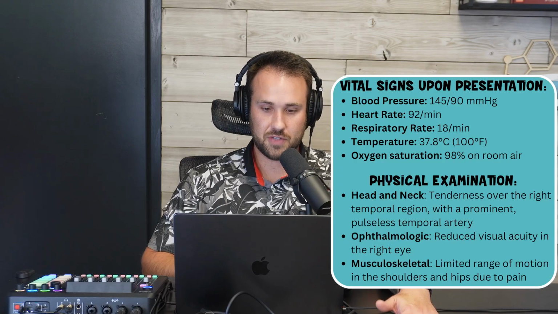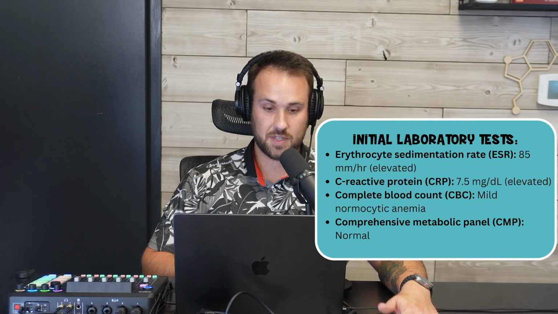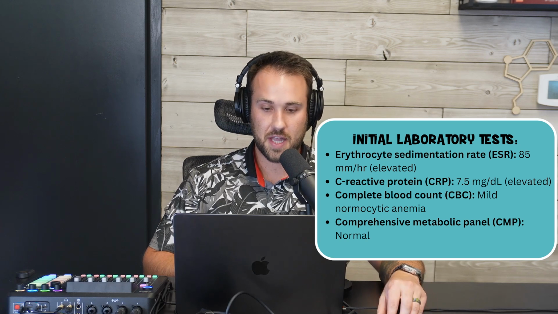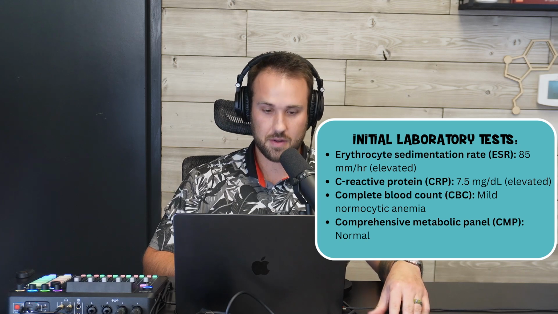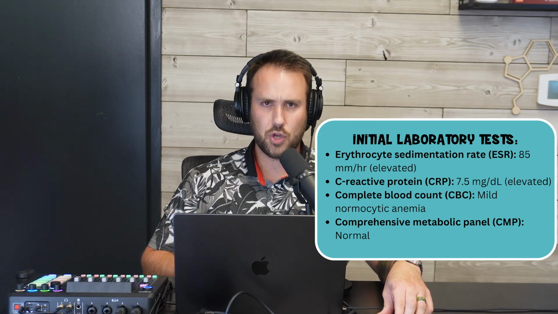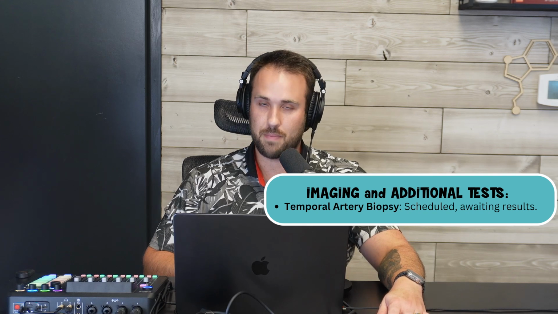Okay, let's keep going. For her eye exam, reduced visual acuity in the right eye. MSK, limited range of motion in the shoulders and hips due to pain. Her lab testing: erythrocyte sedimentation rate, ESR, is 85, which is elevated. C-reactive protein, CRP, is 7.5, elevated. Her CBC is only notable for mild normocytic anemia, and her CMP is normal. She does get a couple additional tests, but we're waiting on results, and that would be a temporal artery biopsy. So, Zach, what are we thinking here? How do we go about approaching this case?